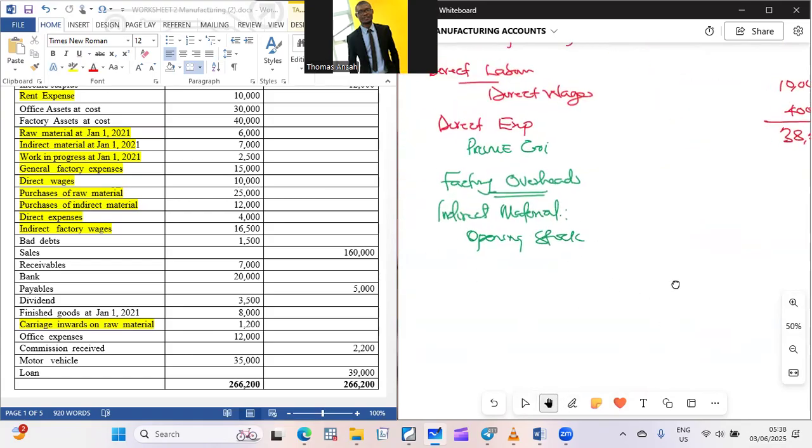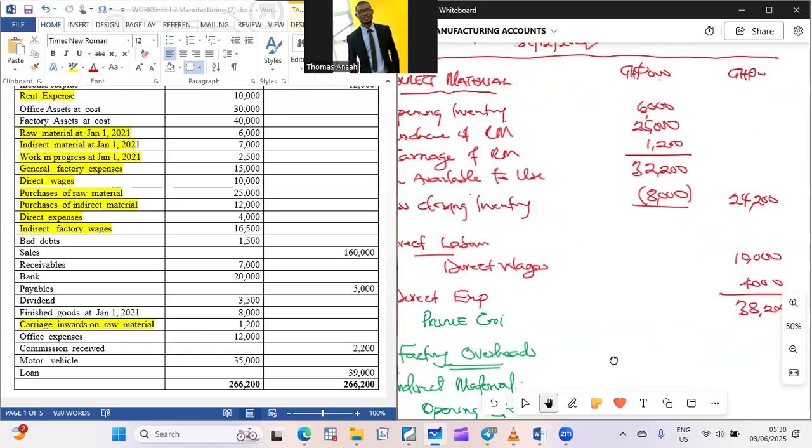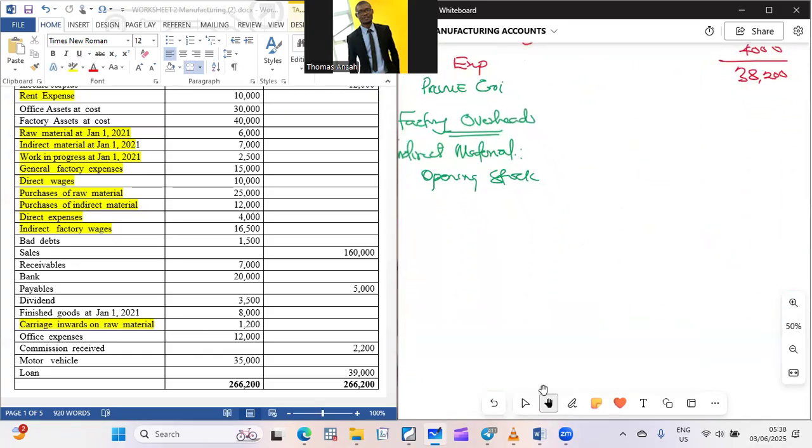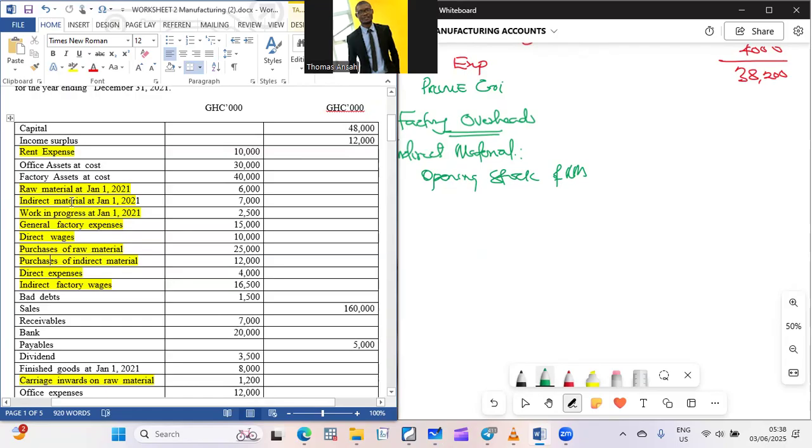So we get to factory overheads. We start with opening stock under the indirect material. So opening stock, indirect material, where are you? Opening stock of indirect material. Okay, 7,000.